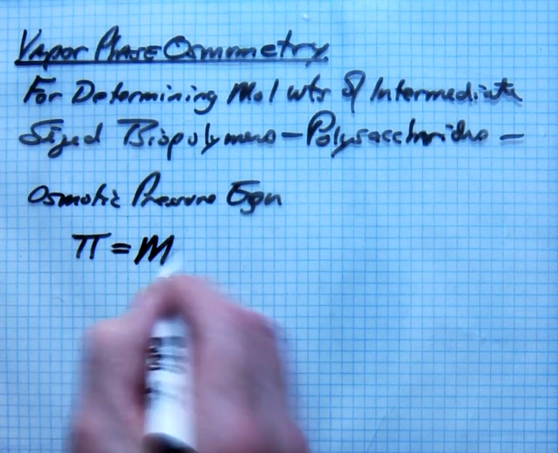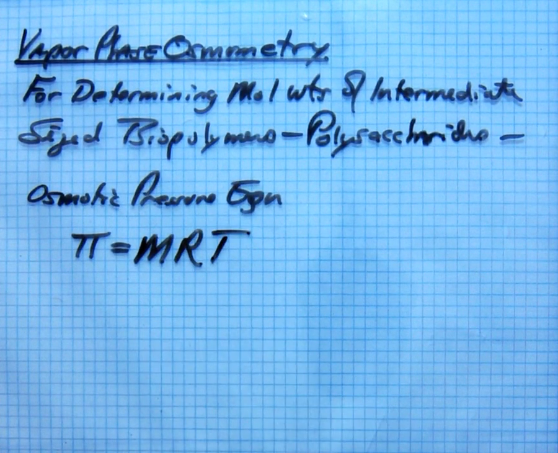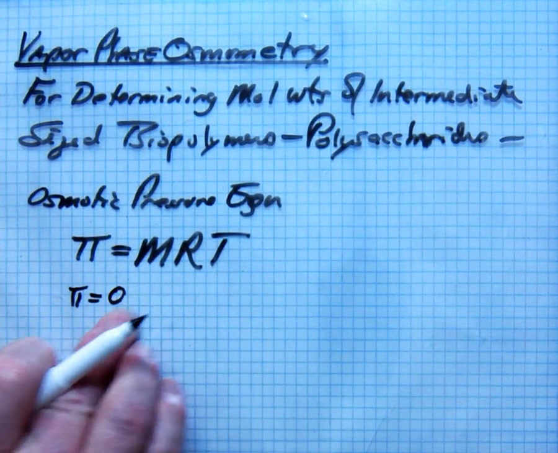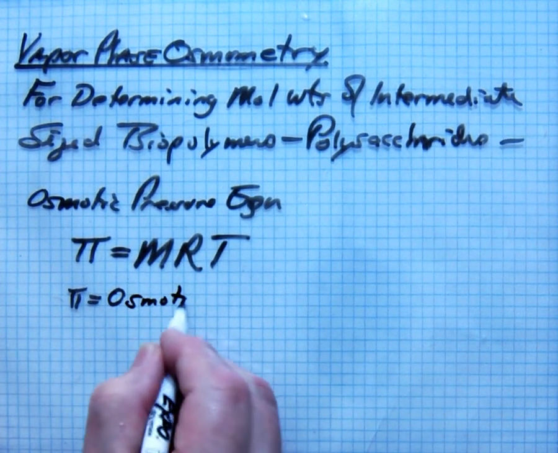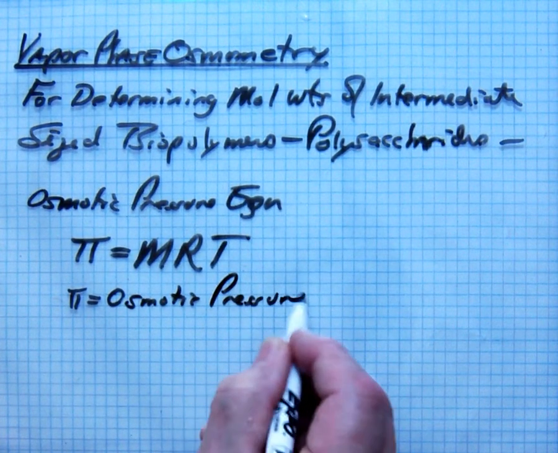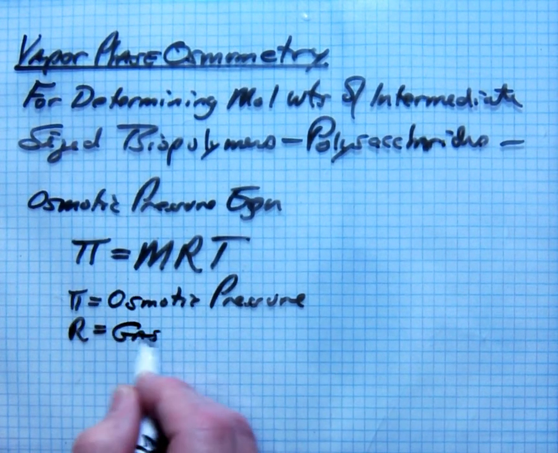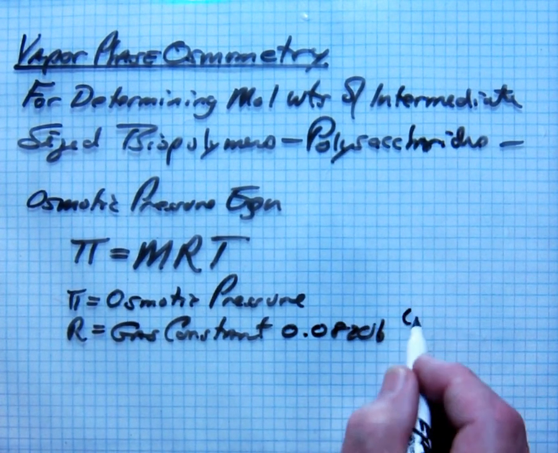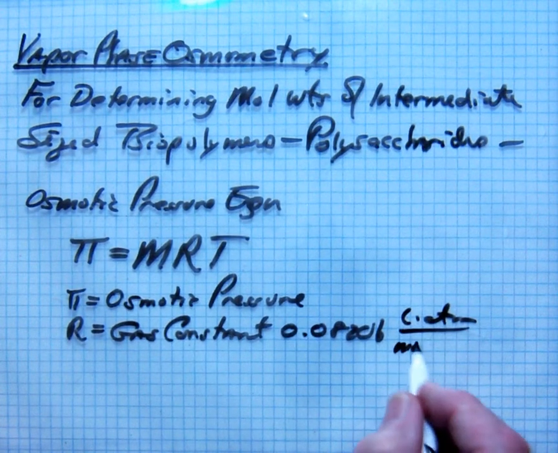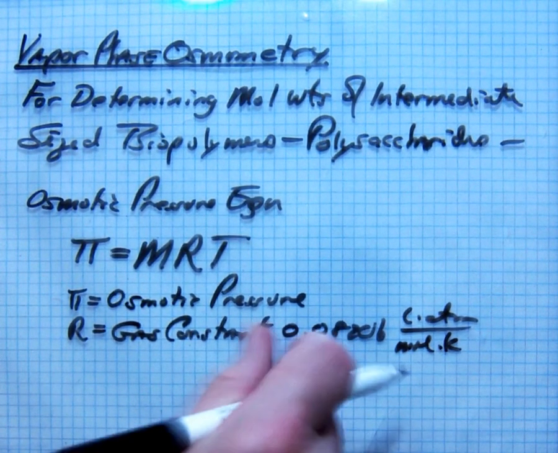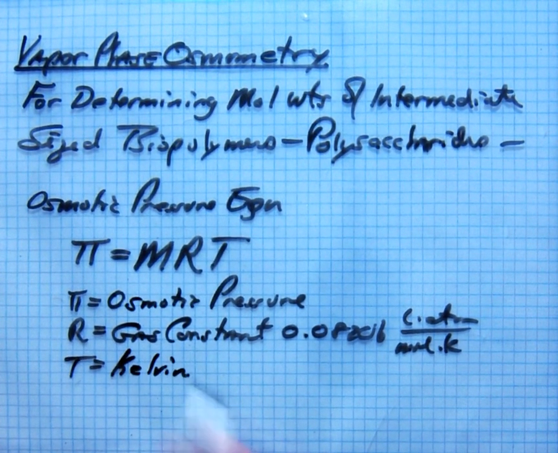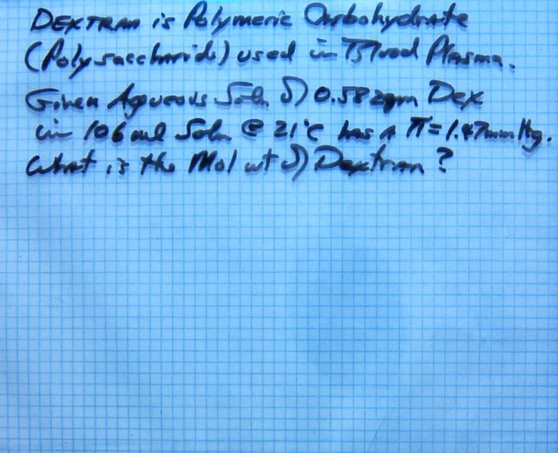Pi equals MRT. Okay. Of course, pi is the osmotic pressure. R is the gas constant, 0.08206 liter atmospheres over mole Kelvin. There are other R values, but that's the one you would want to use. Temperature is Kelvin. Okay. Go ahead and copy that down. I'll wait.